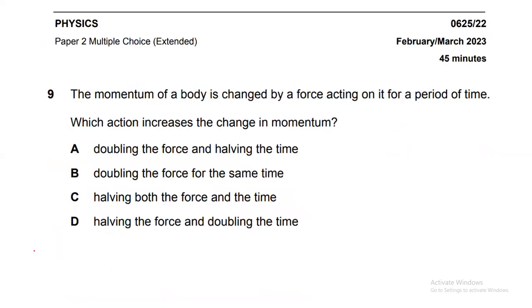Okay, so we are going to the next, and that's February, March 2023, 2-2 paper. This is the latest paper we have. The momentum of a body is changed by a force acting on it for a period of time. Which action increases the change in momentum? You see, the change in the momentum increases if you increase the force. Change in momentum is basically F multiplied T. Change in momentum is equals to F multiplied T.